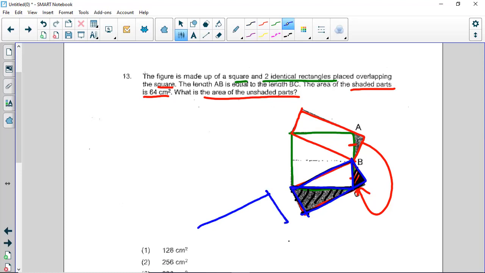You can actually draw a right angle triangle. Remember how to draw? The blue unshaded triangle is not right angle. But can I draw it into a right angle triangle? Yes, I can. Okay, this is how you draw.